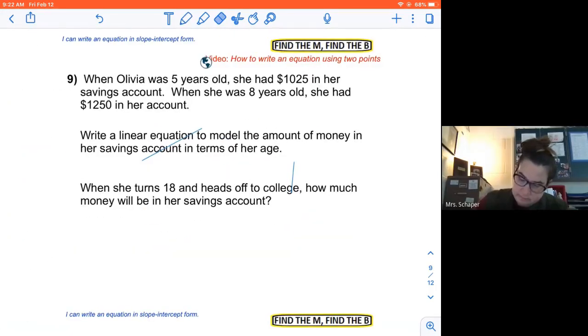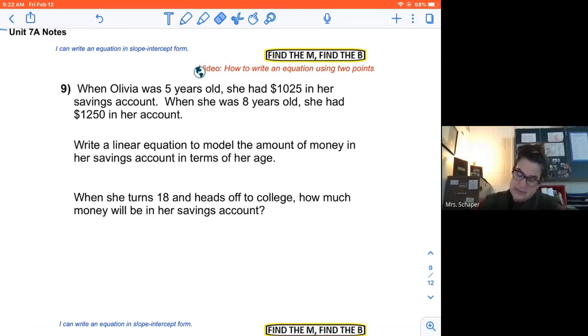Next, when Olivia was 5 years old, she had $1,025 in her savings account. When she was 8 years old, she had $1,250 in her account. So we have to write a linear equation to model this. So what's my m and what's my b? Gosh, this one doesn't tell me either. So now what I have to do is use what I know about rate of change to figure it out.